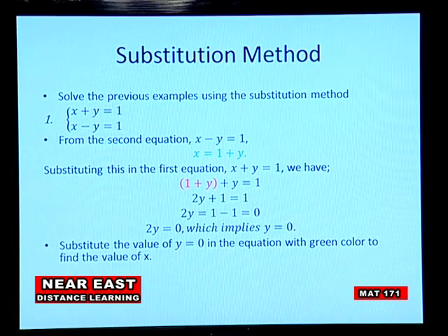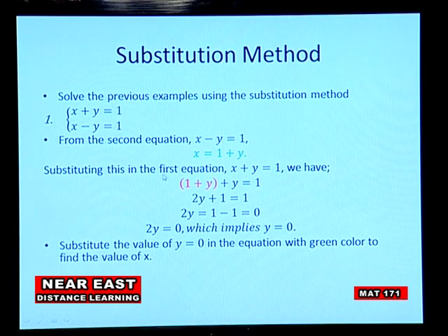I use a green color to highlight the equations. I pick the second equation, x minus y equal to 1. I want to make x the subject of the formula. I take y to this side, and I have x equal to 1 plus y by picking the second equation. My result, take it back, put it in the first equation. What you find, take it and put it in the first equation.